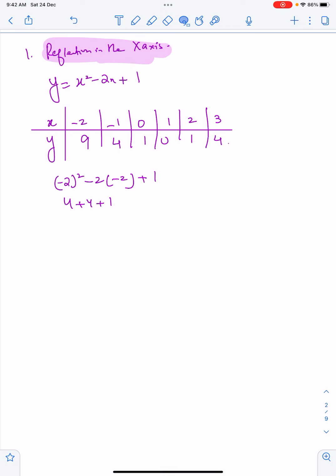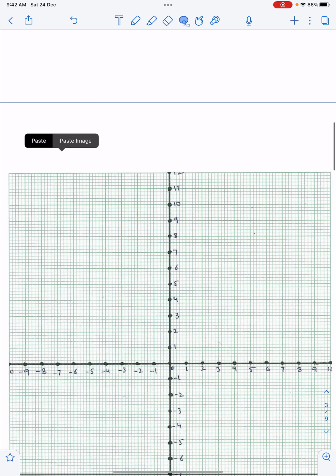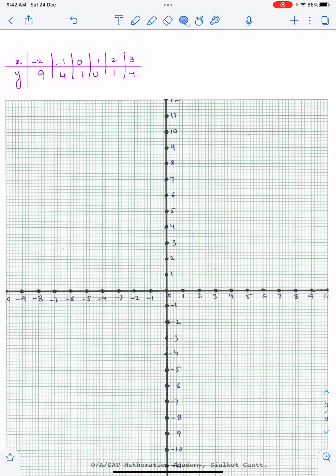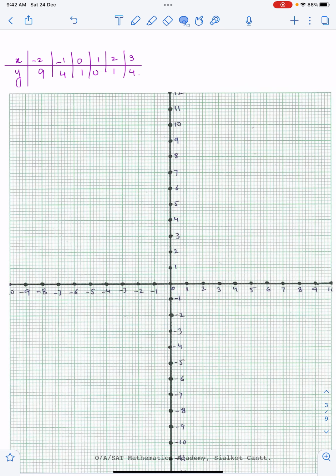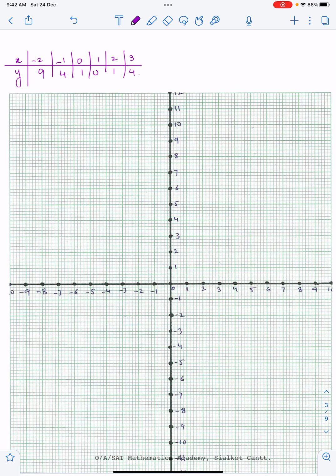If I plot this on the graph, with negative 2, I'm going to plot 9. With negative 1, I'm plotting 4. With 0, I'm plotting 1. With 1, I'm plotting 0. With 2, I'm plotting 1. And with 3, I'm plotting 4.